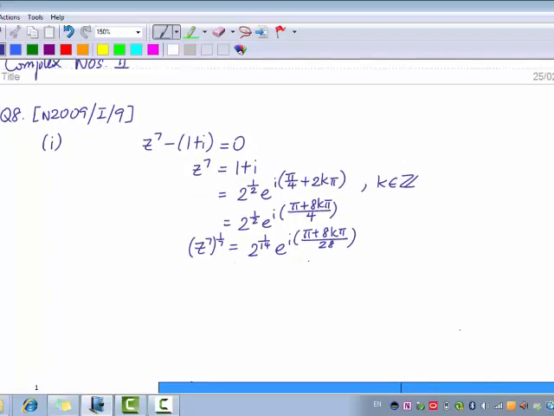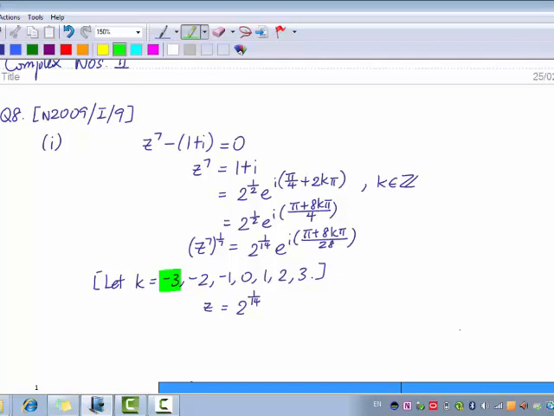earlier. Now, in order to obtain 7 different roots, we are going to let k take on 7 different integer values. It could be -3, -2, and so on, all the way to 3. So we count, there are 7 different values of k. So your z could be, if we sub in k equal to -3, we will obtain -23 pi over 28 for the first argument.